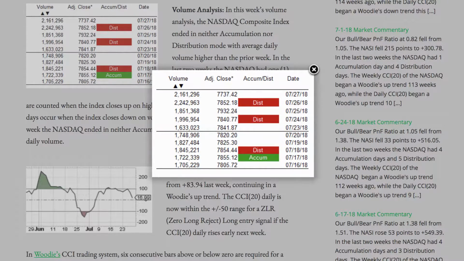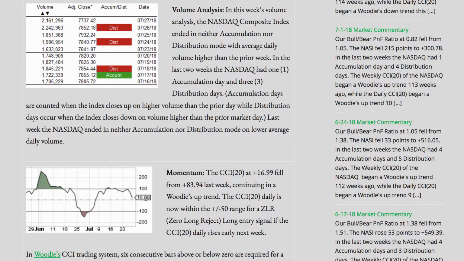Volume analysis. In this week's volume analysis, the Nasdaq Composite Index ended in neither accumulation nor distribution mode, with average daily volume higher than the prior week. In the last 2 weeks, the Nasdaq had 1 accumulation day and 3 distribution days. Accumulation days are counted when the index closes up on higher volume than the prior market day, while distribution days occur when the index closes down on volume higher than the prior market day. Last week, the Nasdaq ended in neither accumulation nor distribution mode on lower average daily volume.